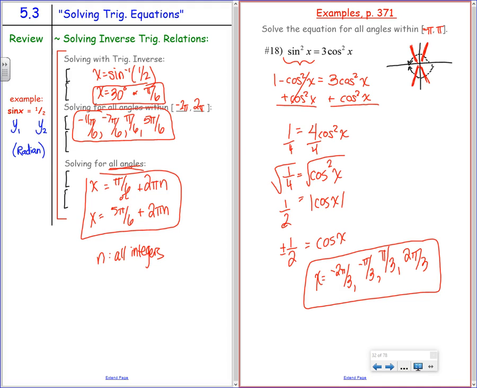Now, one more time, could you have graphed this is y1, this is y2 in degree mode, found all the degrees, and then converted them all to radians? Yeah, you could have. It would take a lot of time, though. But if you ever get stuck on a problem, that is one way to get to the end and then try to figure out and work backwards.